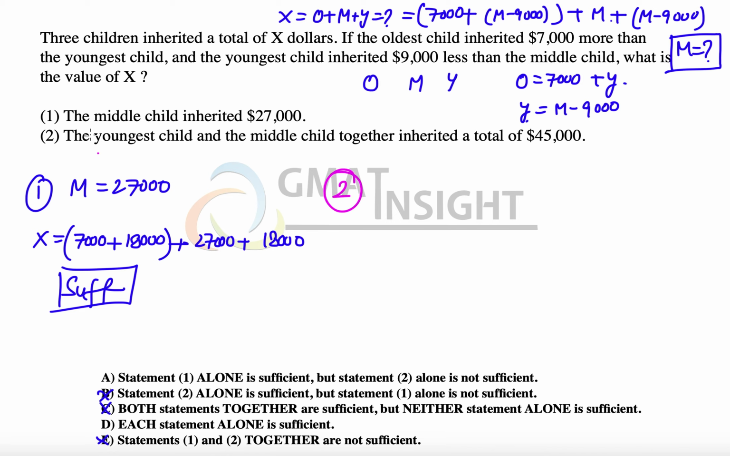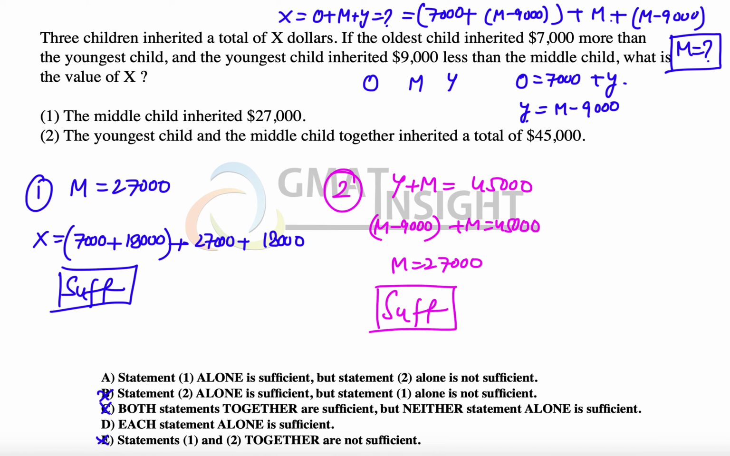The second statement is the youngest child and the middle child together inherited a total of 45,000. So youngest child plus middle child is equal to 45,000. Now the young child is equal to M minus 9,000 plus M is equal to 45,000. That means simplifying this once again gives us M is equal to 27,000, and substituting it back in the expression we get the exact value of X. So the second statement alone as well is sufficient, and the final answer to the question becomes option D.